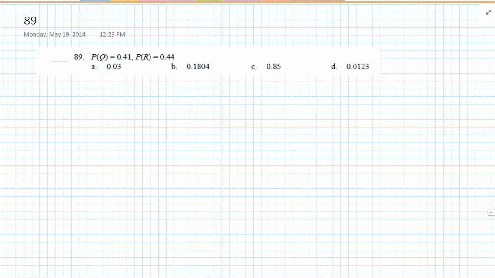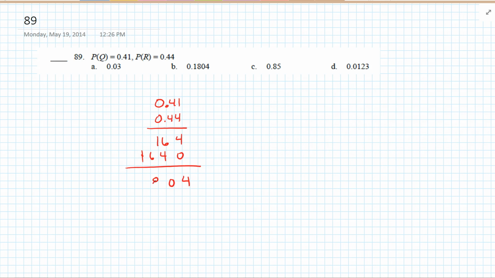Easy enough. Number 89. It says independent variables or independent probability, and you need the probability of Q and R. So when it's an and probability, you just multiply them. So I'm just doing long math. When I multiply 0.44 times 0.41, I get 0.1804. So the probability of both events happening is 18%.